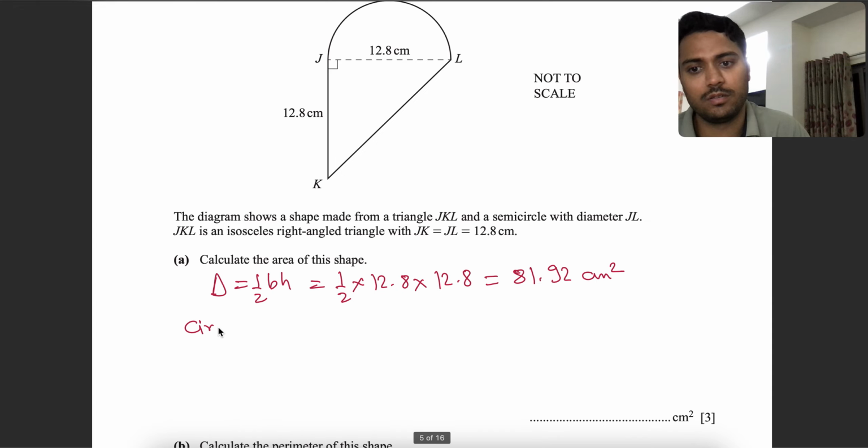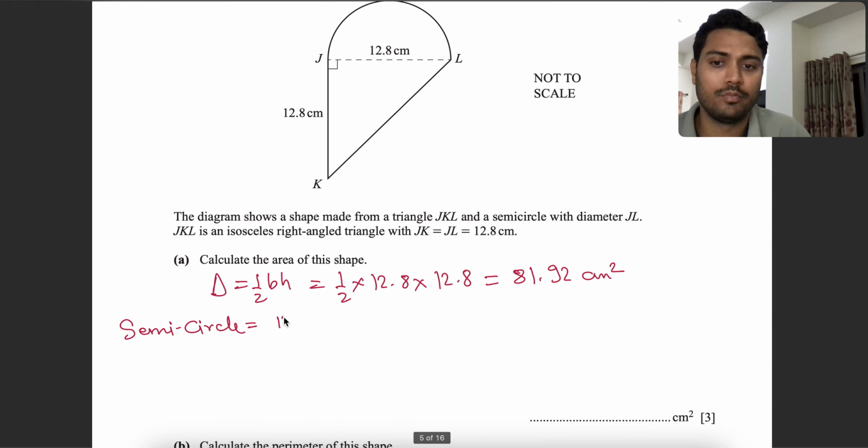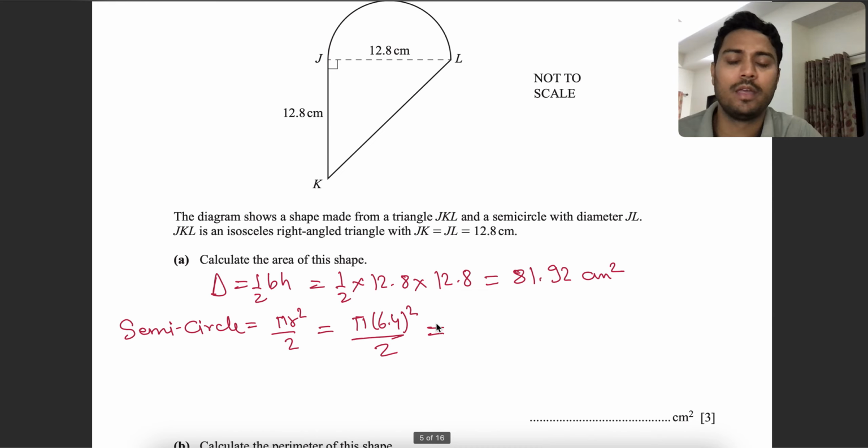Area of the semicircle will be pi r square divided by 2. So the diameter is 12.8, so 12.8 divided by 2, because it's the diameter, is 6.4, the whole square. 6.4 the whole square divided by 2, because we have to find the area of the semicircle. Pi r square and then divided by 2. So pi multiplied by 6.4 the whole square and divided by 2, and the answer is 64.3398.